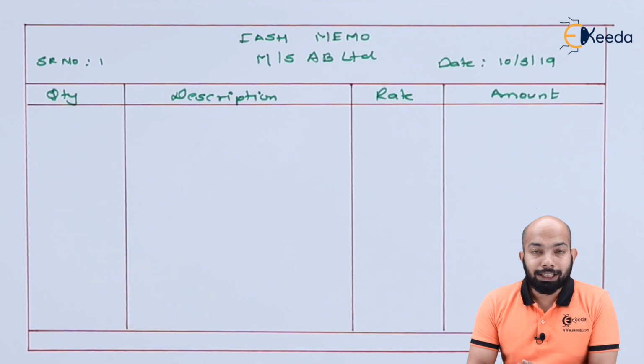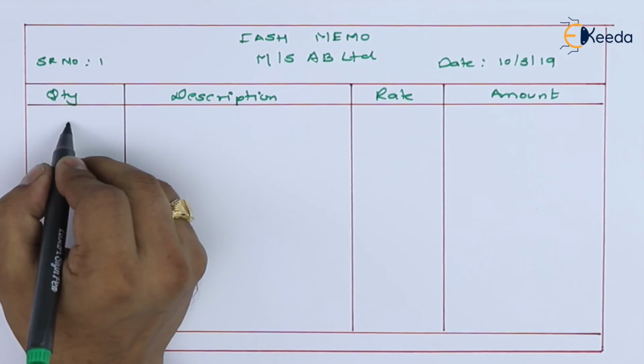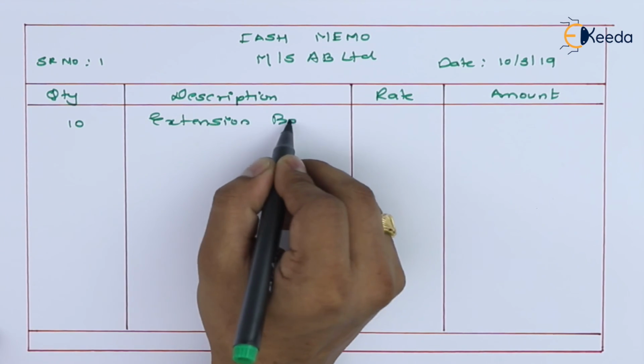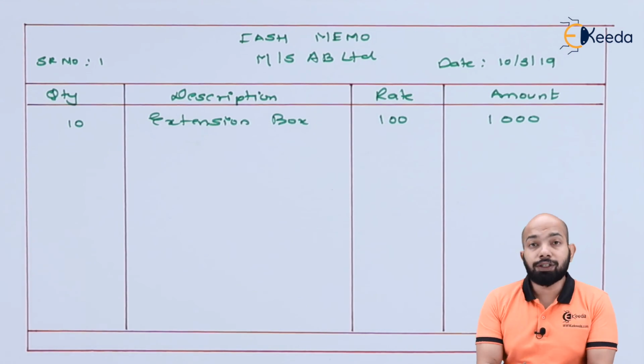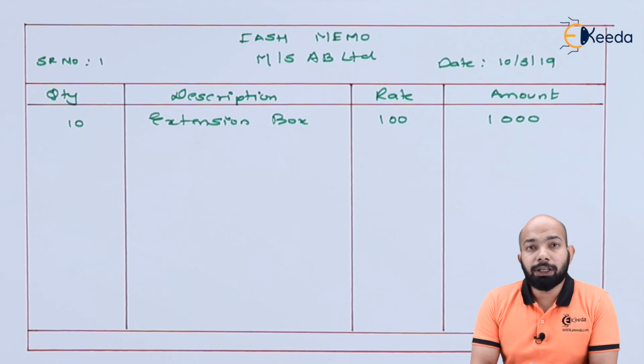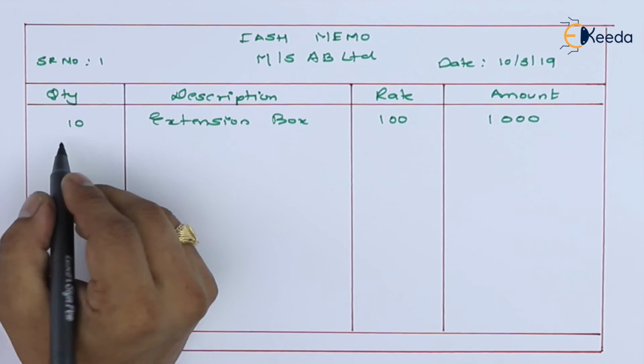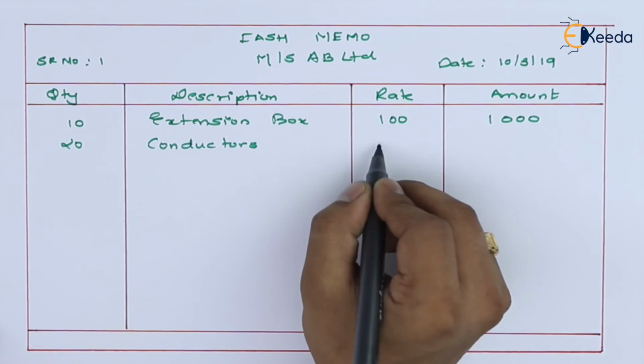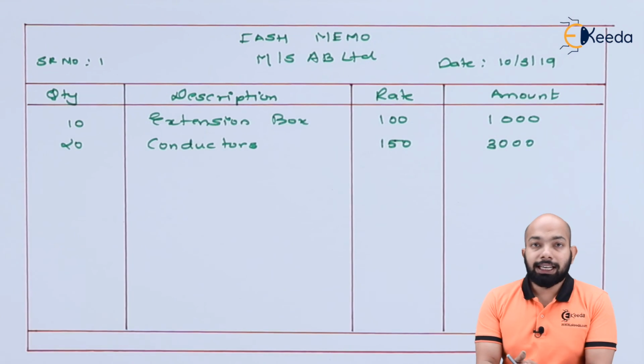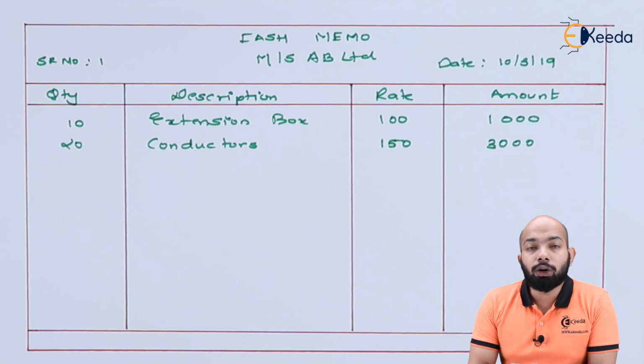So we'll record the first transaction whereby we had sold certain items to Mr. Hassan. Now, when we record all these transactions, make sure all the transactions are recorded in the chronological order for your better understanding. So the first transaction refers to 10 extension boxes being sold to Mr. Hassan at rupees 100 each. Let's record the second transaction. Second transaction refers to 20 conductors being sold at rupees 150 each. Let's record the third transaction.